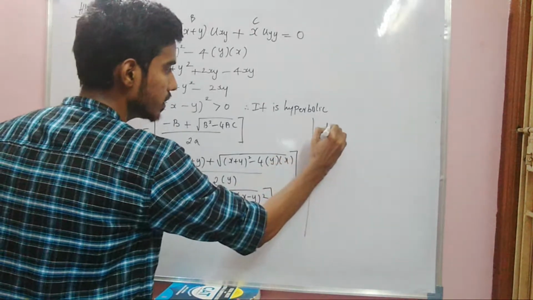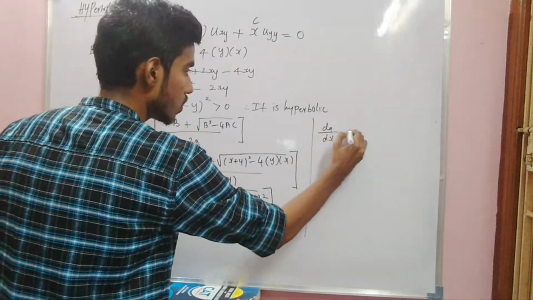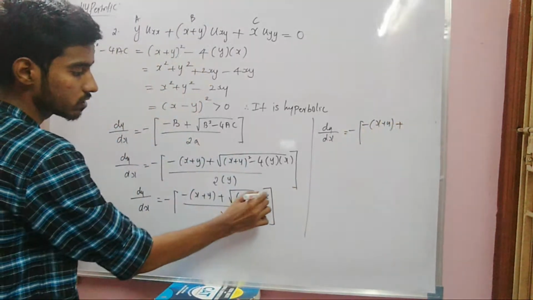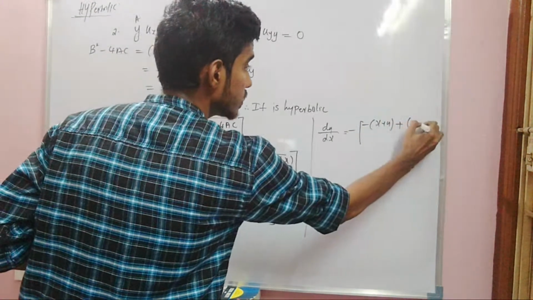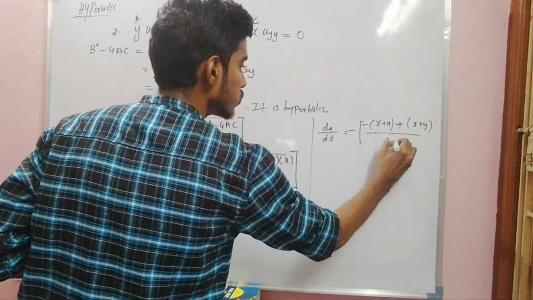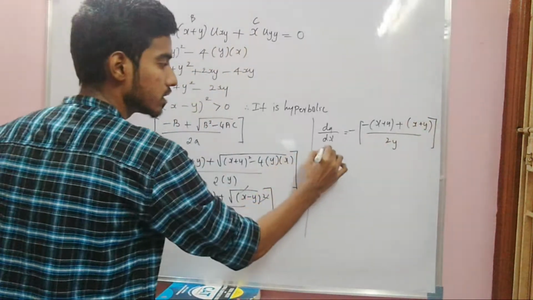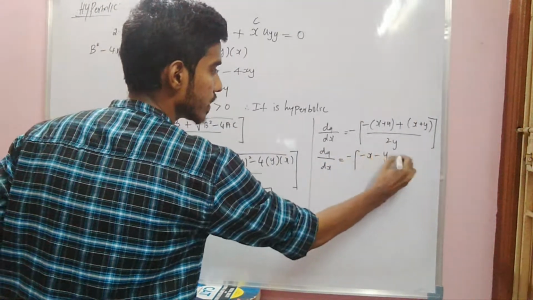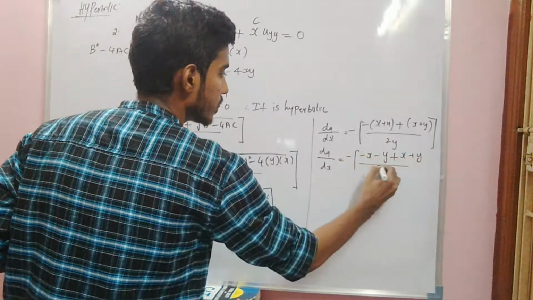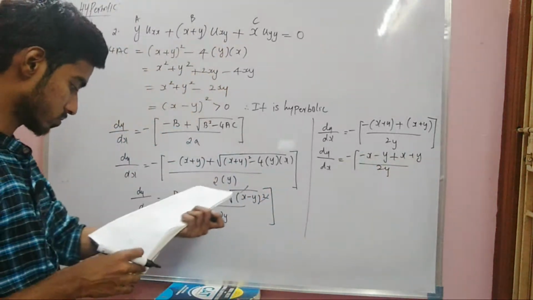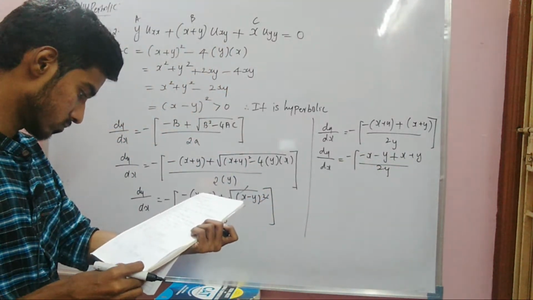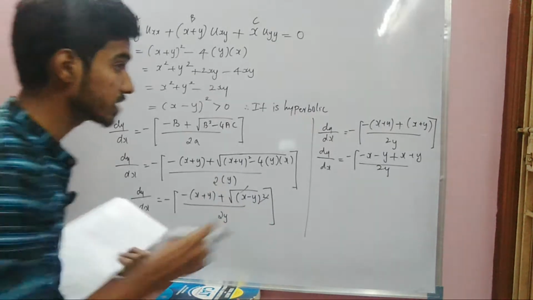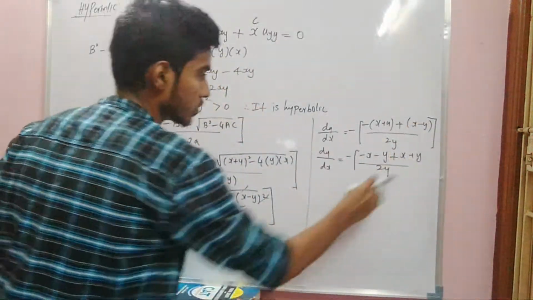Again, this will be dy by dx is equal to minus of minus x plus y, and this will get cancelled. So we have x plus y divided by 2y. So this will be dy by dx is equal to minus of minus x minus y plus x plus y, divided by 2y. Minus of x plus y, sorry, x minus y. So this will be x minus y.